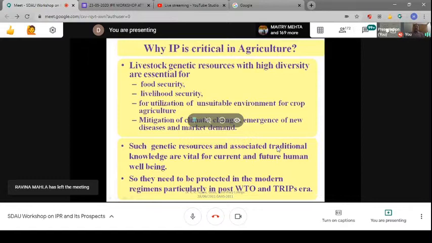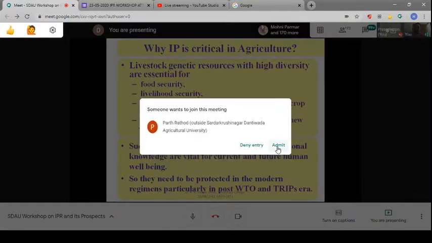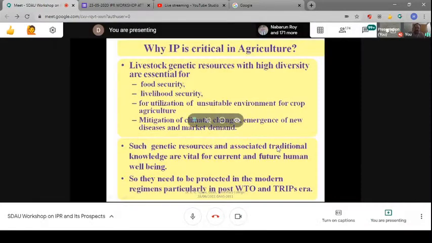So in this globalized and liberalized world, the sharing of knowledge, technology, and science is very important. And to protect your ownership and your inventorship, you must learn intellectual property rights. That is very important. We agriculture scientists are doing a lot of research in very innovative fields, in very niche areas. But we are lacking some information on how to protect that research, or how to register that research. So that is very important for all of us.